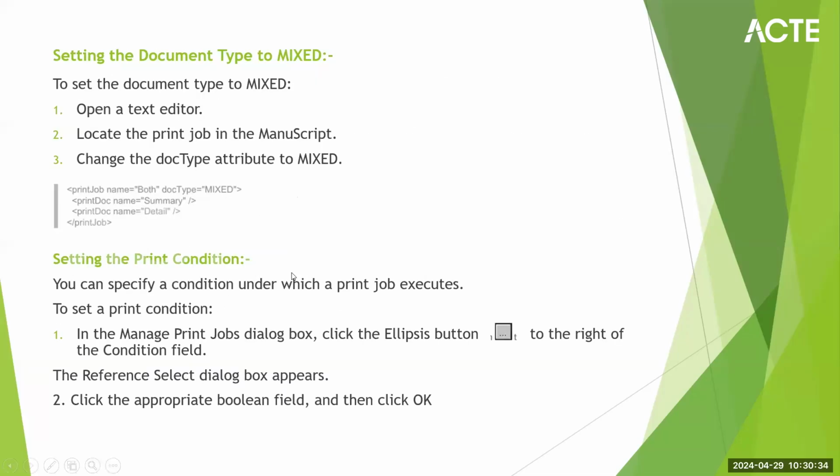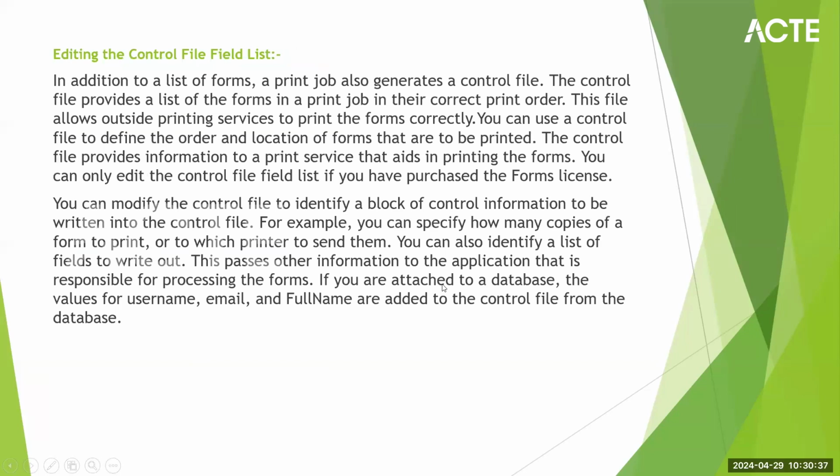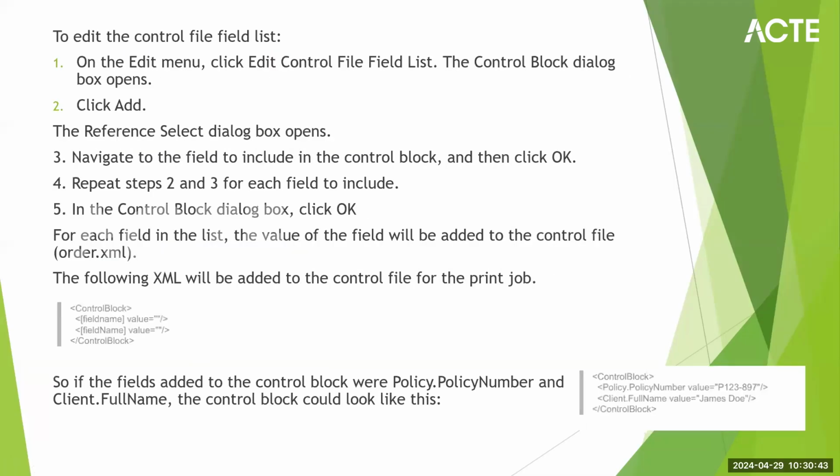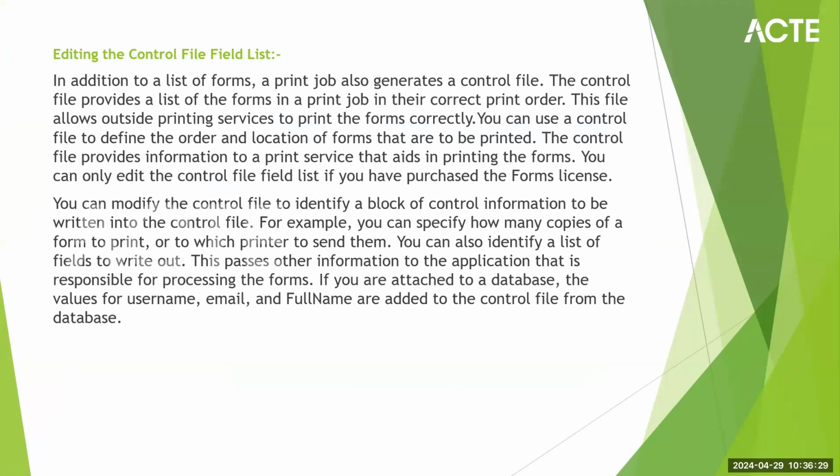This is how setting the particular print job. And this is editing the control file field list. So, editing the control file field list. In addition to a list of forms in a print job, the print job also generates the control file. The control file provides a list of the forms in a print job in the correct print order.